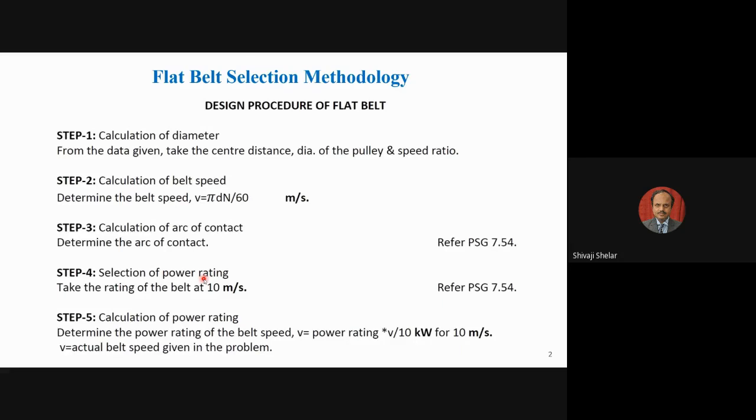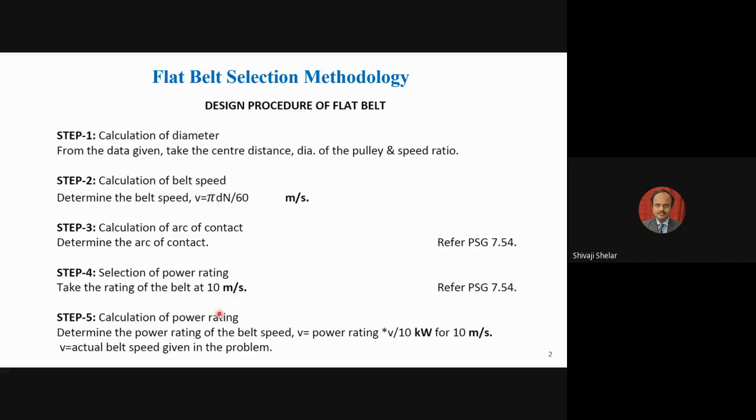If you are selecting high speed, then there will be a separate power rating, and if you are selecting the other type, then there is a separate rating. This rating is normally available for a belt speed of 10 meters per second. There is a rating table available on PSG 7.54, which is for the standard value of 10 meters per second belt speed. But your actual speed will be different than this.